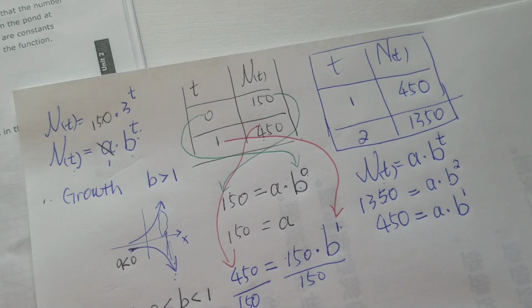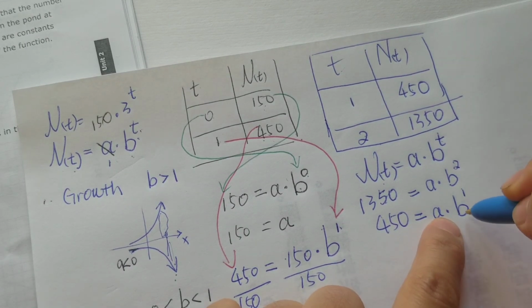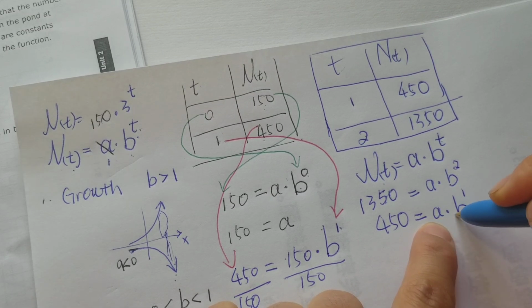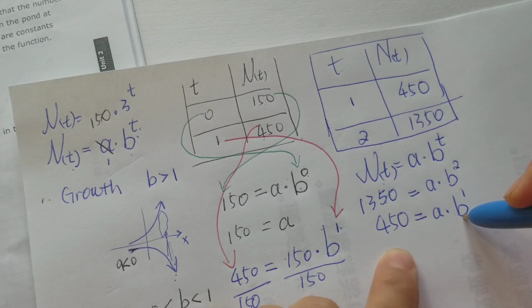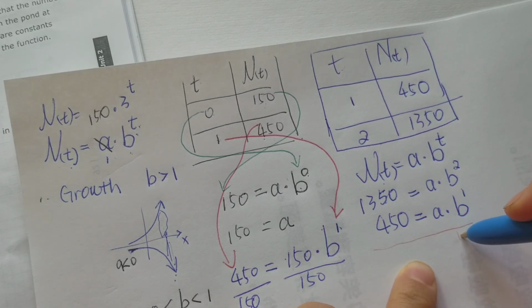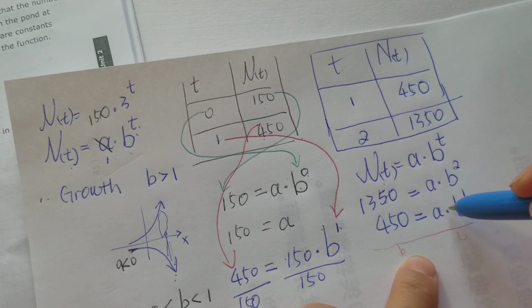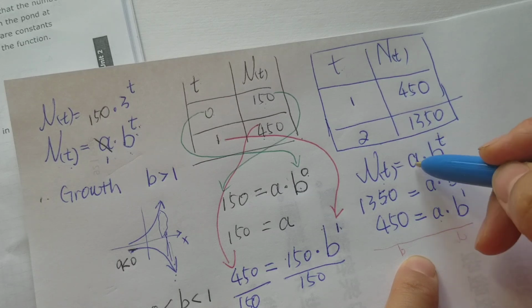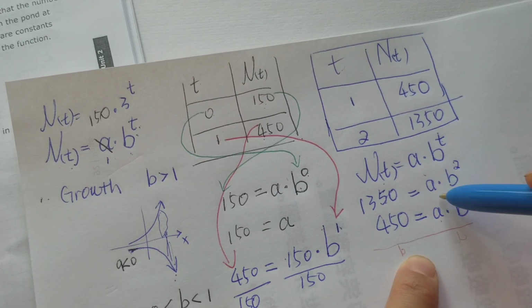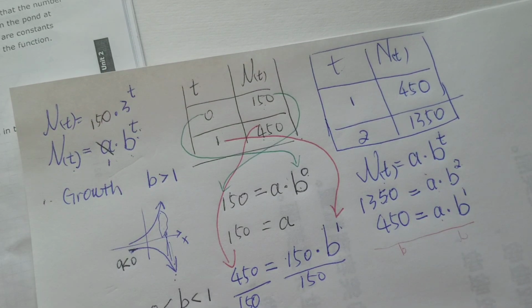Okay, now there is a shortcut. First you can divide by b on both sides, then find a, then substitute a here. Then you're going to have b cubed equals something. It's going to be a large number, not that nice, okay?